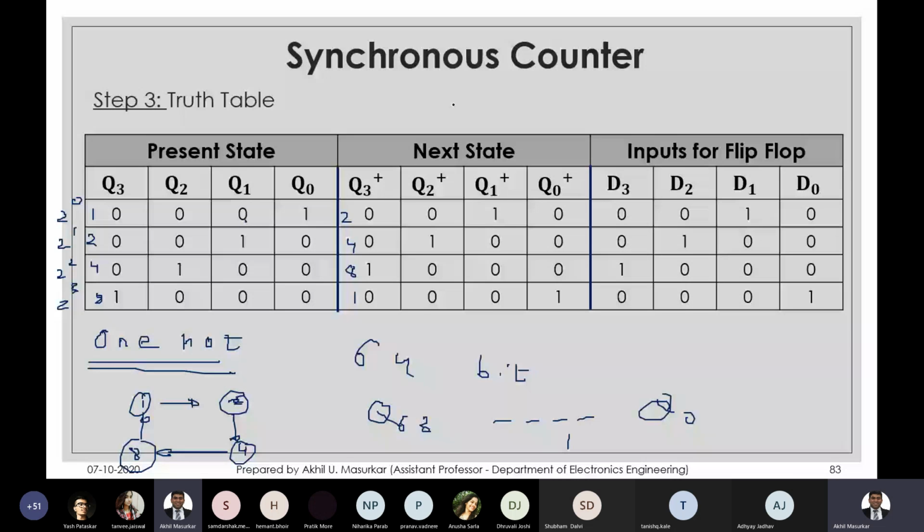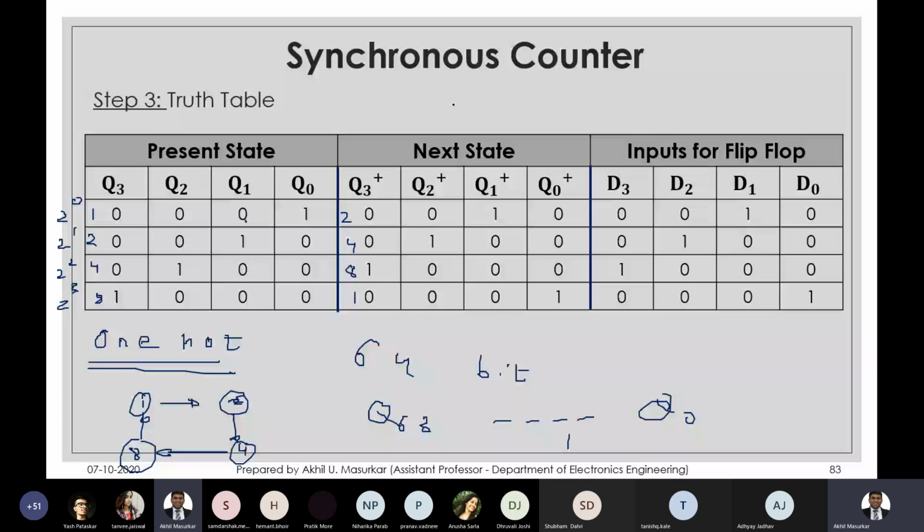So we will see here that for D3 there is only one 1. Then for D2 there is only one 1. For D1 there is only one 1, that is in the one's place. For D0 we have 1 in the 8th place. So let's fill this. First we will look at D3, that is the K-map of D3.